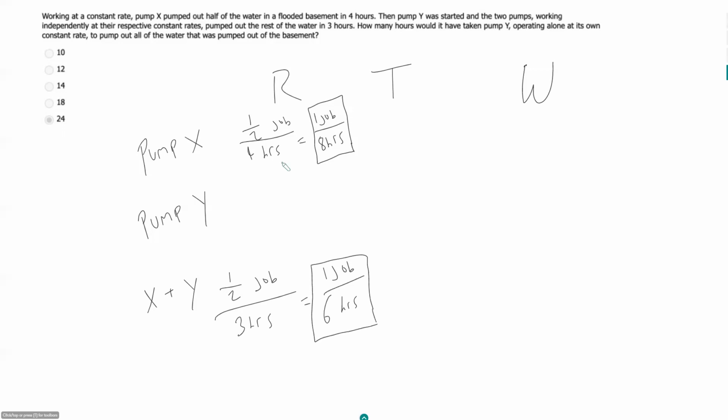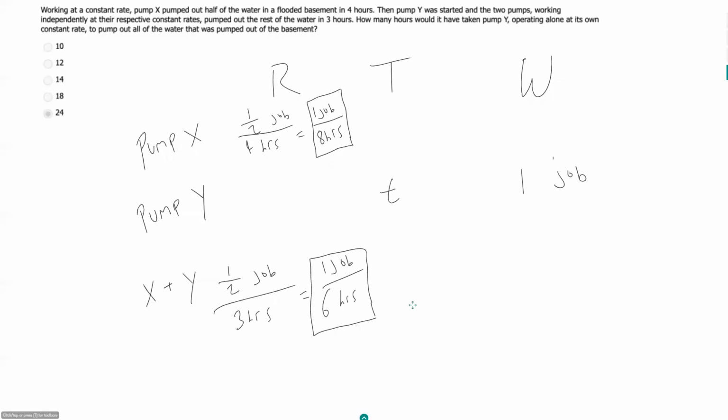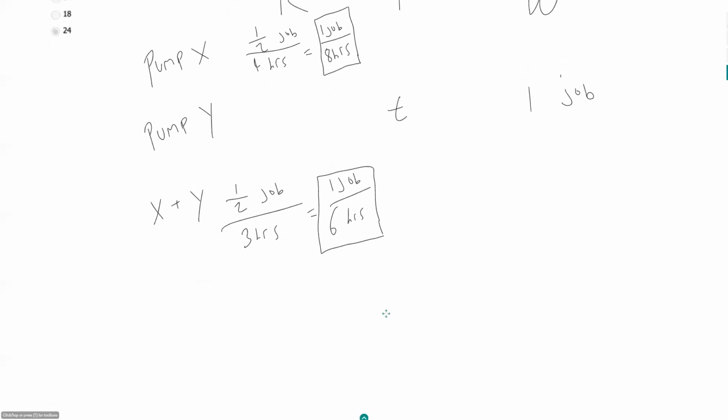How many hours would it have taken Y to do the entire job? So we want Y's time, so this time here, to do one job, one basement. So what we need to find is Y's rate by itself. And now we can easily do that because we have X and Y together. So as long as we can connect those two things, pump X's rate plus pump Y's rate added together should give us their rate combined.